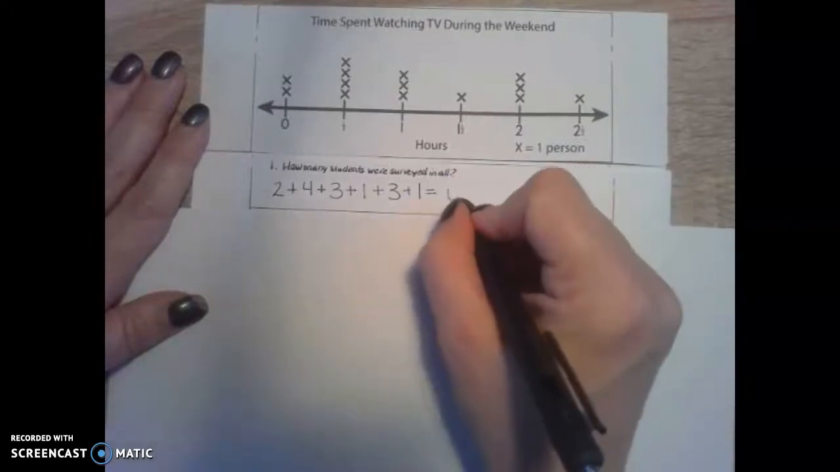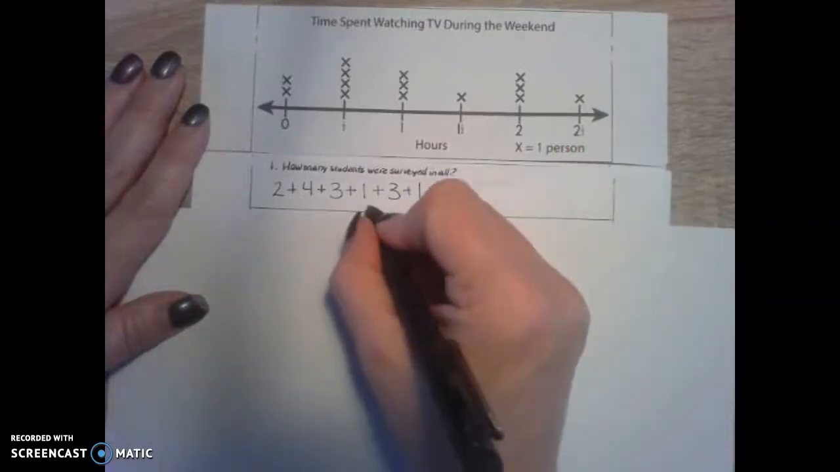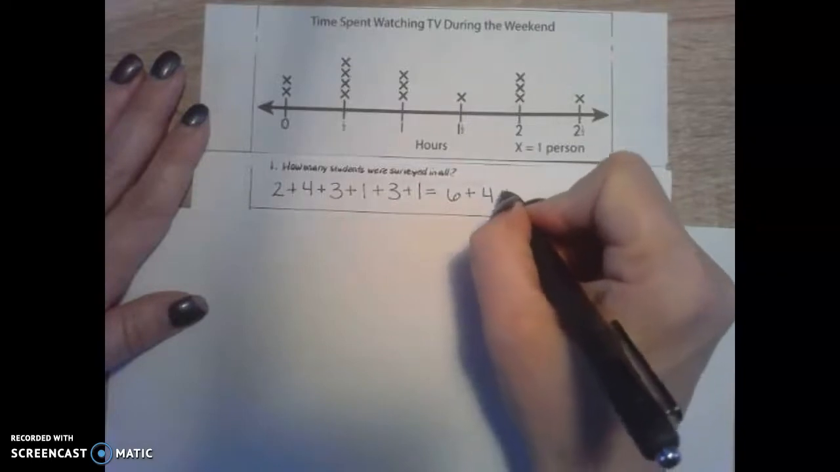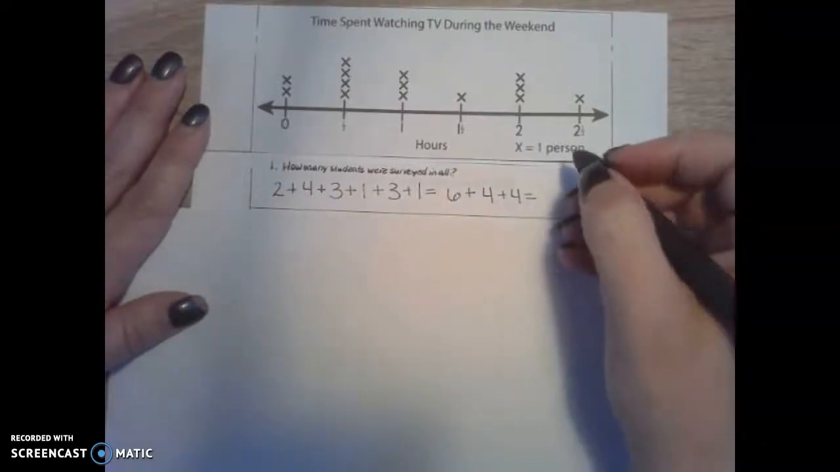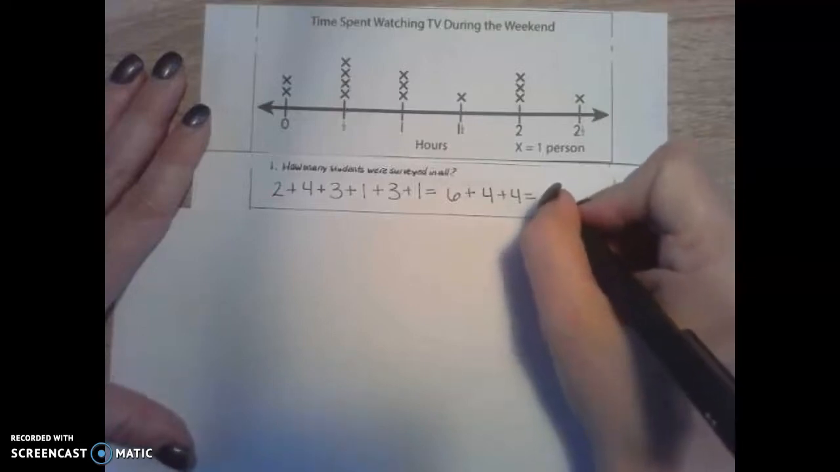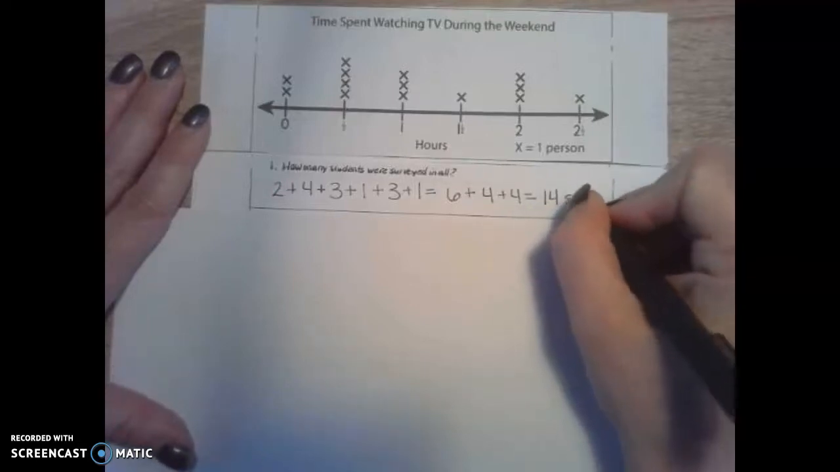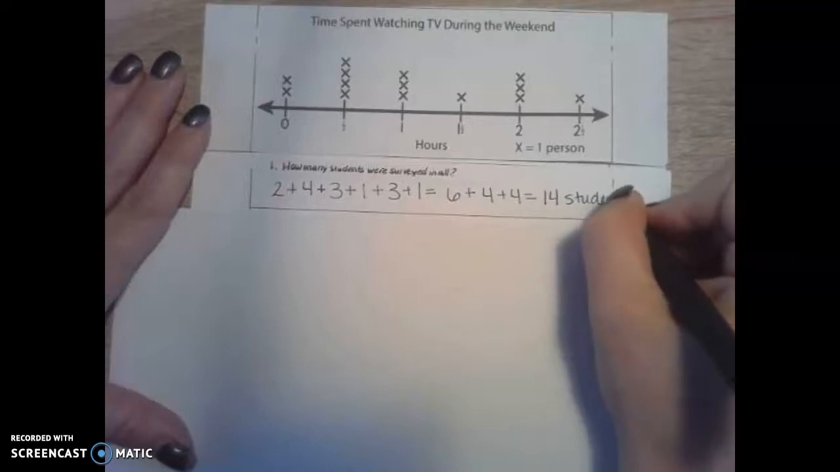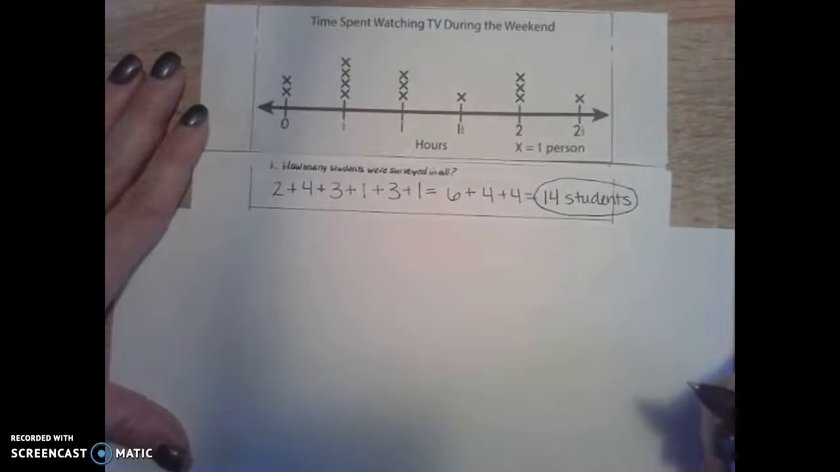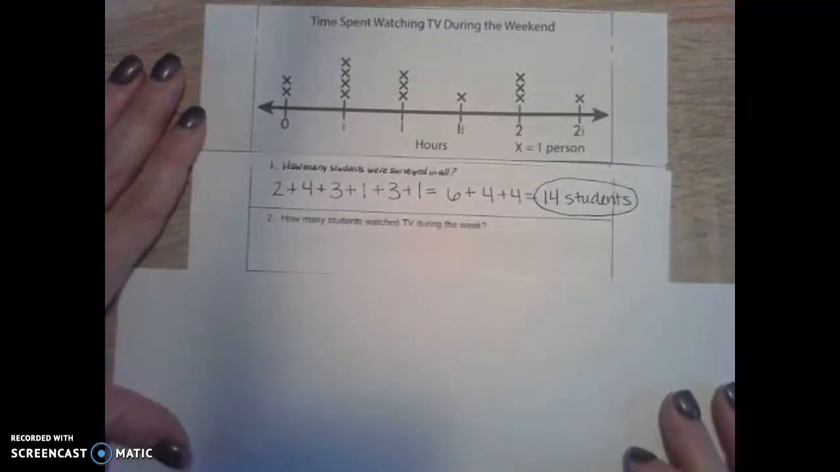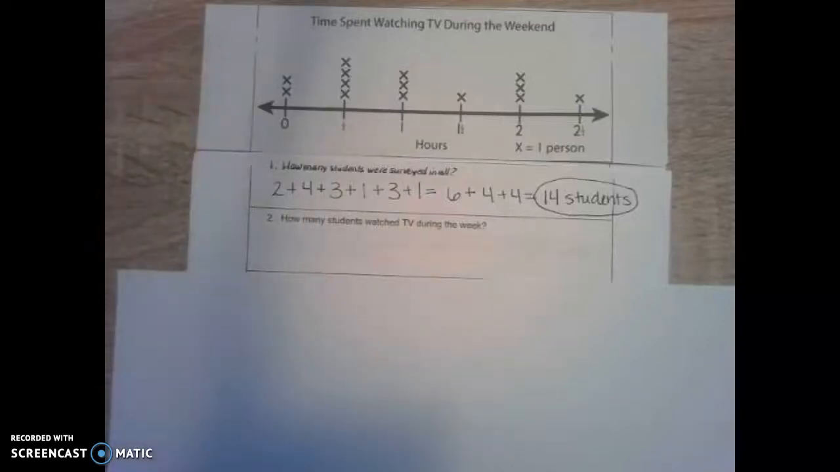2 plus 4 is 6. 3 plus 1 over here is 4, plus another 4. And again, simplify. 6 plus 4 is 10, plus another 4 would be 14. So 14 students or 14 people were surveyed during this graph. Number 2, how many students watched TV during the week?